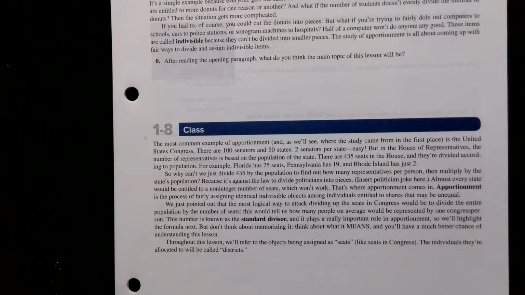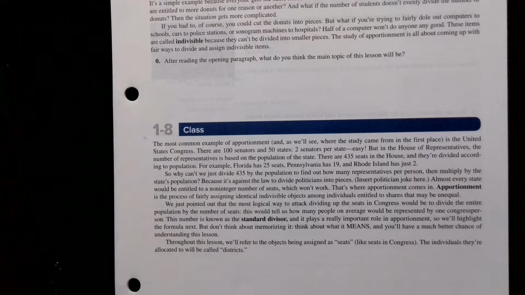We just pointed out that the most logical way to attack dividing up the seats in Congress would be to divide the entire population by the number of seats. This would tell us how many people on average would be represented by one congressperson. This number is known as the standard divisor, and it plays a really important role in apportionment. So we'll highlight the formula next. But don't think about memorizing it. Think about what it means, and you'll have a much better chance of understanding this lesson.